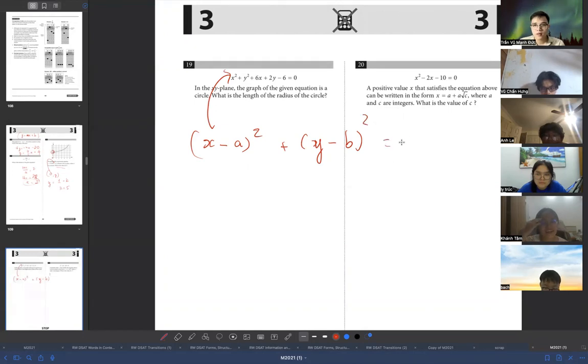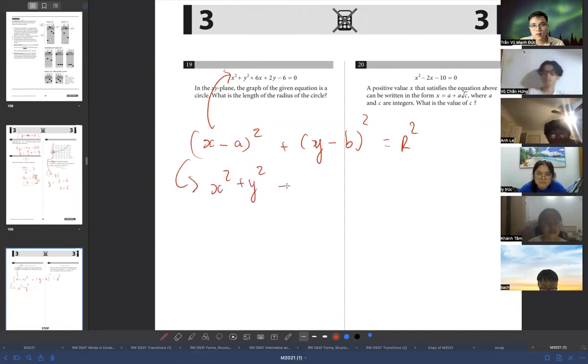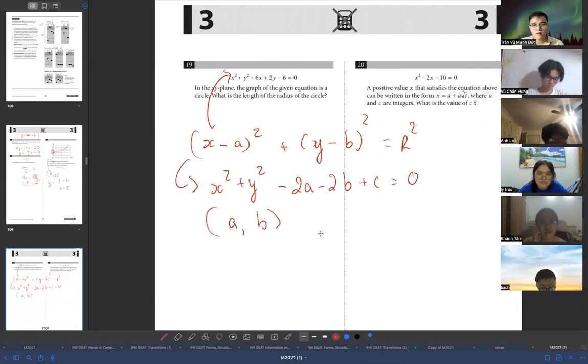Equal to r, the radius squared. So the extracted version is x squared plus y squared, and what else? Minus 2ax minus 2by plus c equals 0, with a and b being the coordinates of the center point. You remember this? You have this memorized, okay, back. And this will be 19. Can you just finish this?